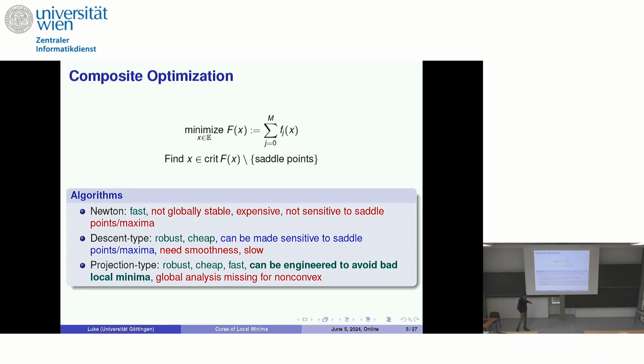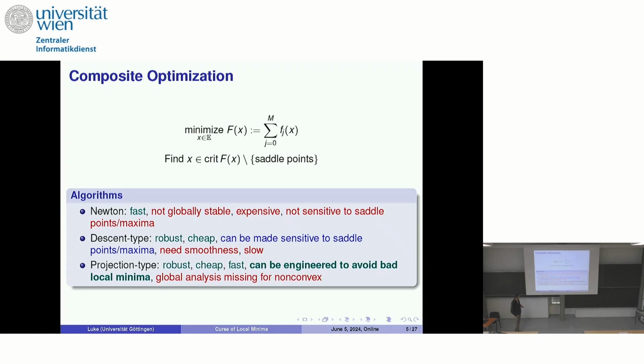You can apply descent type methods. Those are robust and cheap. They can be made sensitive to saddle points, but they need smoothness of some sort somewhere sneaking in, and they tend to be slow. Projection type methods, those are my favorite approach when I can do it. These are robust, they're cheap, they're fast, and they can be engineered to avoid bad local minima. So that's the thing I'm going to show you. This is sort of work in progress.